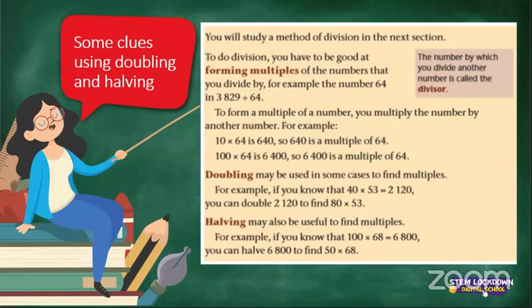All right. Also, halving may be useful to find multiples. For example, if you know that 100 multiplied by 68 equals 6,800, you can halve 6,800 to find 50 multiplied by 68, right? So you can find the answer of 50 multiplied by 68 by halving 100 times 68, which is 6,800, and you divide that. You get 3,400. Then it will be the answer for 50 multiplied by 68. All right, these are just some clues that you can use.